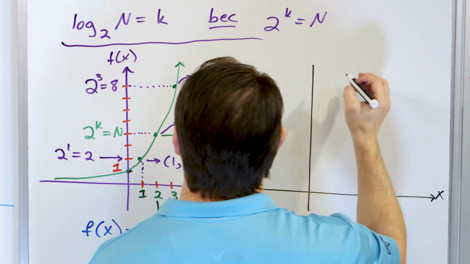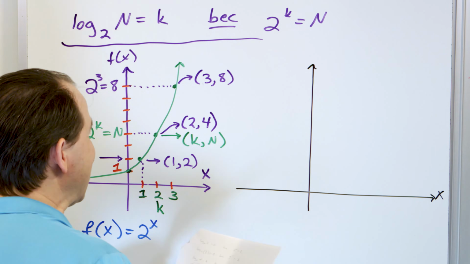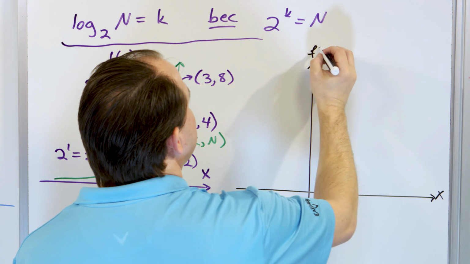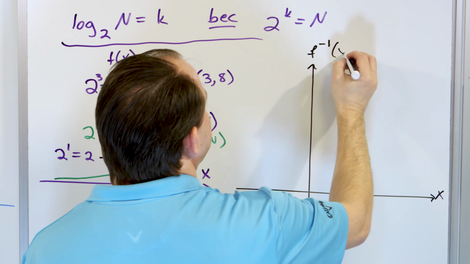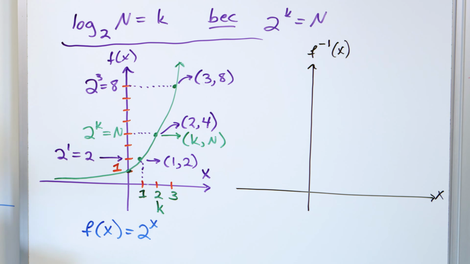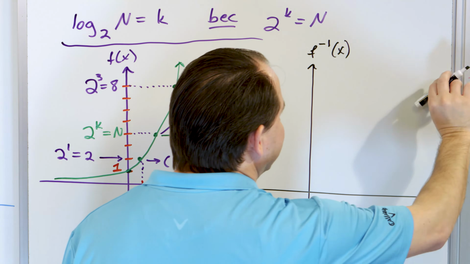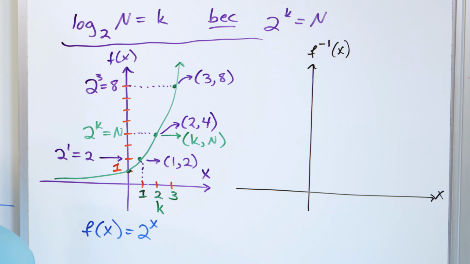I'm probably not going to do a great job. And this is not going to be f of x. This is going to be f inverse of x, right? The inverse function, which means that I have to draw this diagonal line here, which I will do as a little reference.